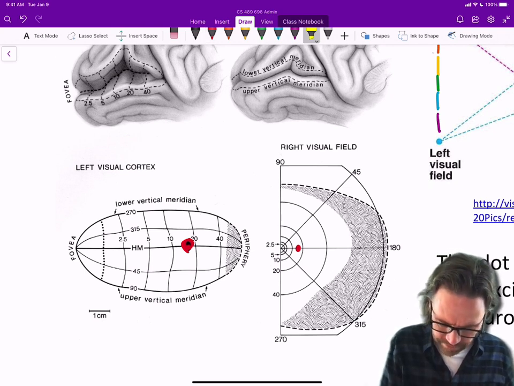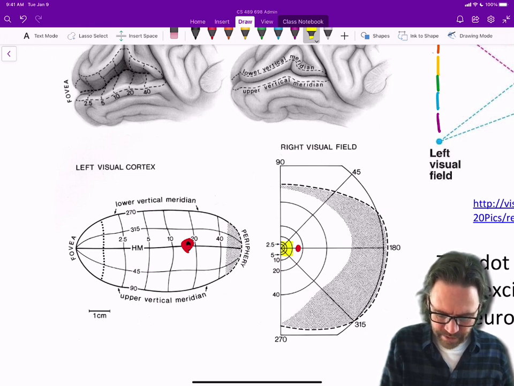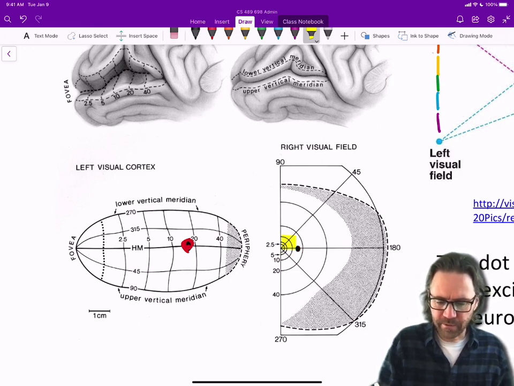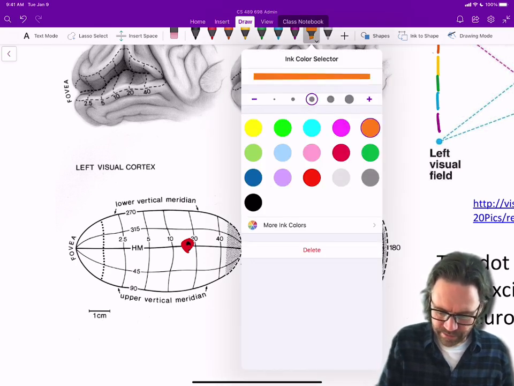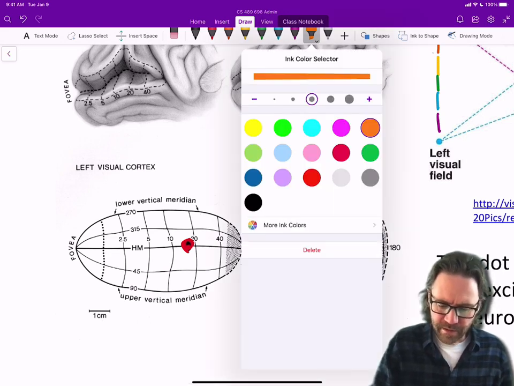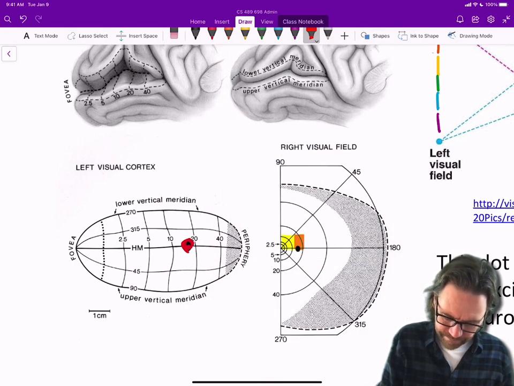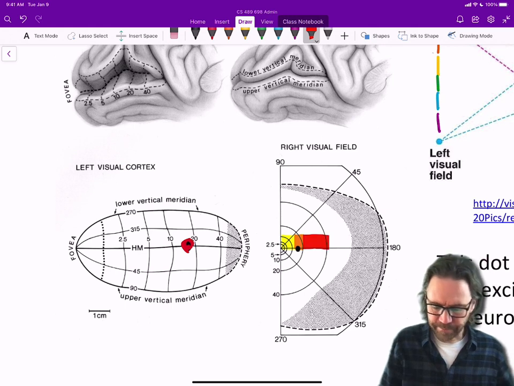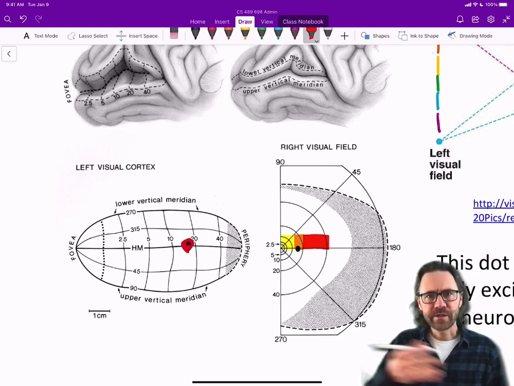So let me do the first 10 degrees in yellow. Let me put it above here. 10 degrees in yellow. Then I'll do the next 10 degrees in orange. It should be like that actually. And then the next 20 degrees in red. Okay. So how does this color get depicted on the cortex?